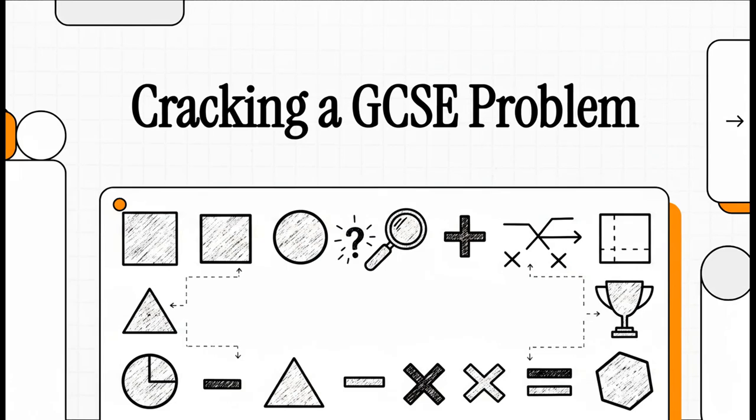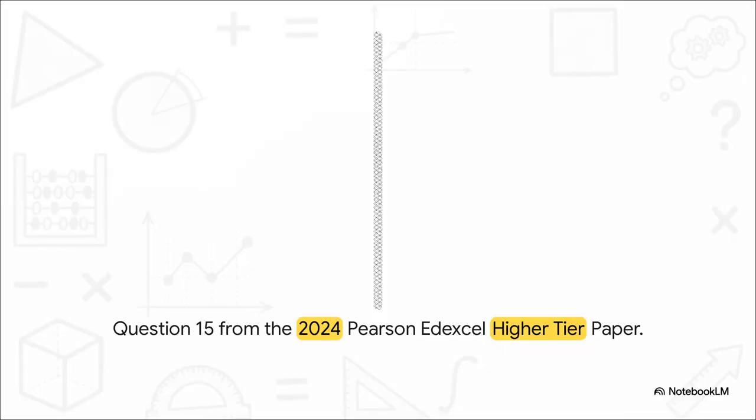Have you ever stared at an exam question, knowing it's worth a ton of marks, and just wondered, how do I make sure I get every single one? Well, today, we are going to crack a 4-mark GCSE maths problem right open. We'll use the official examiner's mark scheme as our roadmap to see all the different ways you can get to that perfect answer. And here it is.